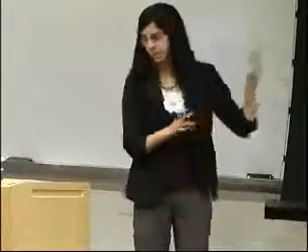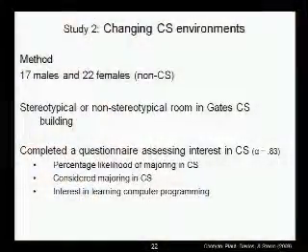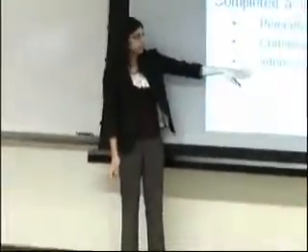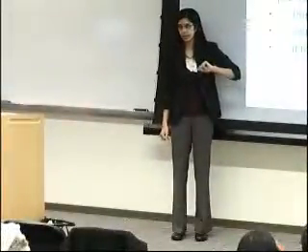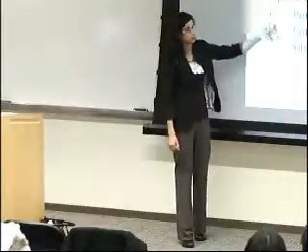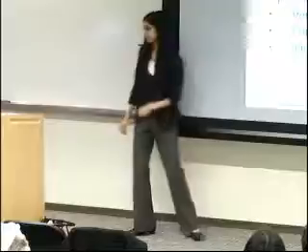So half the people saw the room when it looked like this, the other half saw the room when it looked more stereotypical. And on our questionnaire, we just asked them how likely they are to major in CS, how much they'd considered majoring in computer science, and how interested they were in learning computer programming. And then we averaged these together and standardized them, and it became our measure of interest in computer science.